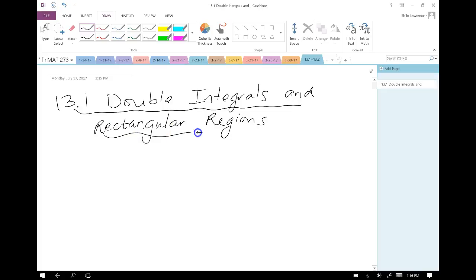13.1 is double integrals and rectangular regions. That's our ultimate goal at the end of 13.1, to understand double integrals and rectangular regions. Before we jump into that, though, we have to talk about what exactly we do when we see an integral that has several variables in it.